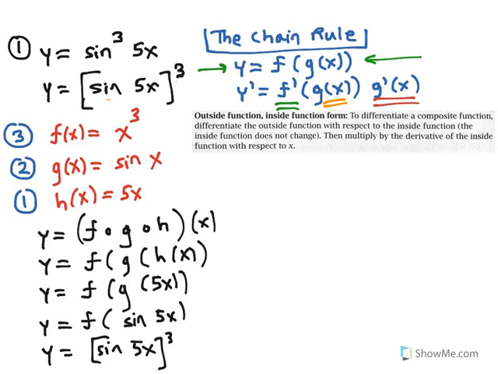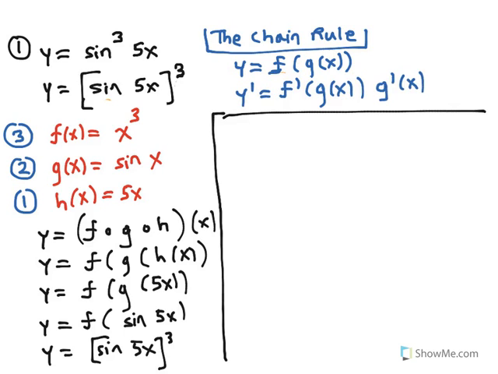And here we have the chain rule written in words. To differentiate a composite function, differentiate the outside function, which is f prime, with respect to the inside function. In other words, evaluate it at the inside function, and then multiply by the derivative of the inside function with respect to x. So let's see how we can apply the chain rule when you have a composition of not two functions, but three functions, as we see for number 1.